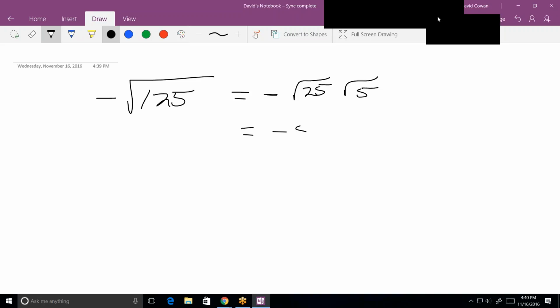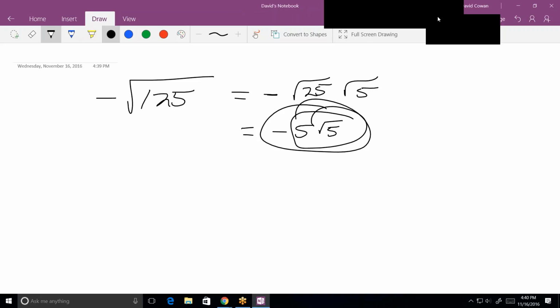So that gives me minus 5 root 5. And that's my answer. Whoops, I meant to circle the whole thing. Definitely got to carry forth the negative sign. What's this?